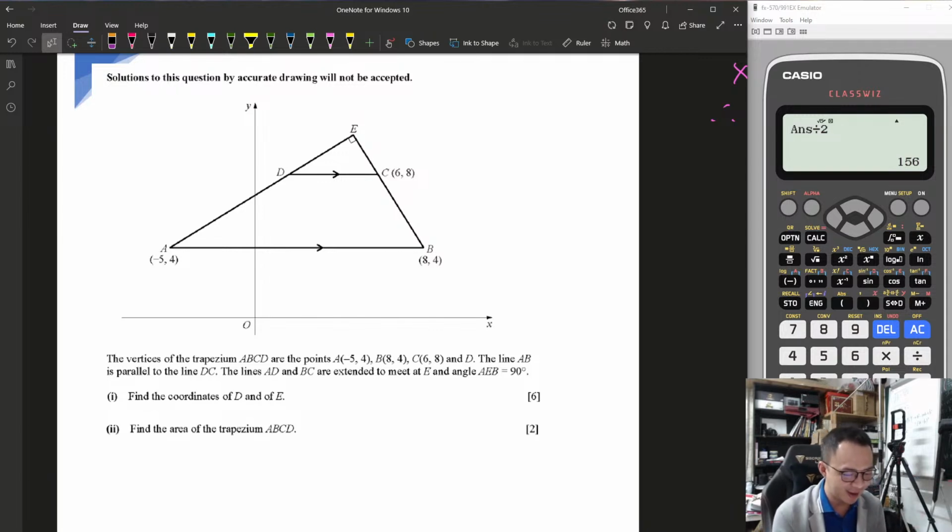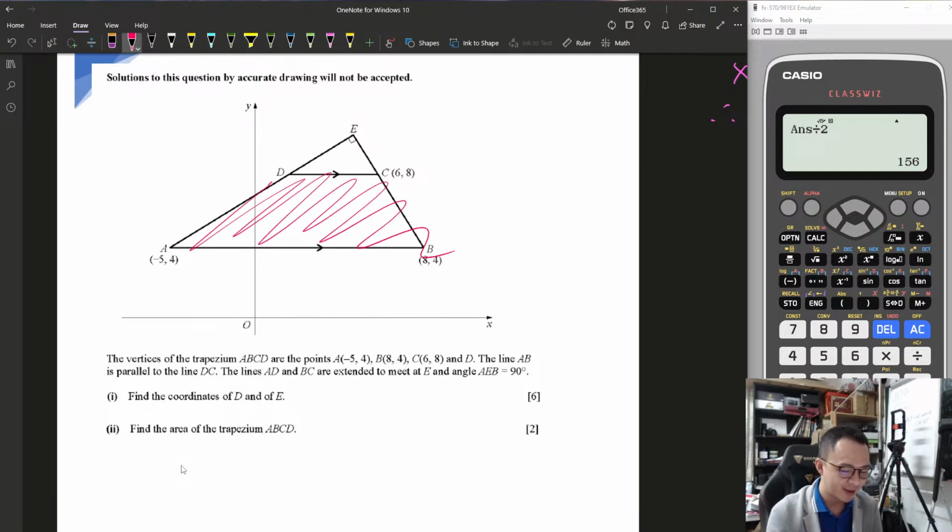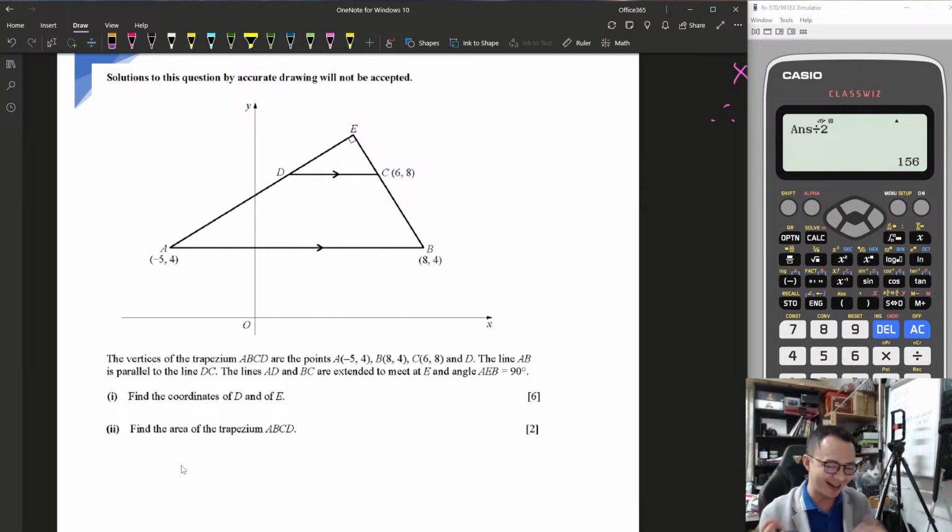Alright, so here they show us a trapezium. You should be able to see this is a trapezium shape. Nothing special. All the coordinates are given. So AB is parallel to DC, you can see from this side. AD and BC are extended to E with a 90 degree angle here. Everything is shown in the diagram. So the first two sentences are just repeated. Find the coordinates of D and the coordinates of E. They give you 6 marks for finding two coordinates.